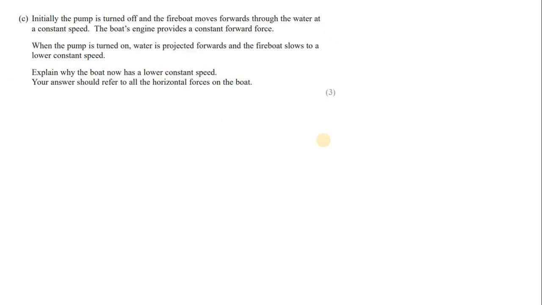Initially, the pump is turned off and the fireboat moves forward through the water at constant speed. Okay. The boat engine provides a constant forward force. When the pump is turned on, water is projected forward and the fireboat slows to a lower constant speed. Explain why the boat now has a lower constant speed. Your answer should refer to all horizontal forces on the boat. Okay. So first you try to understand the whole scenario. This is the boat.